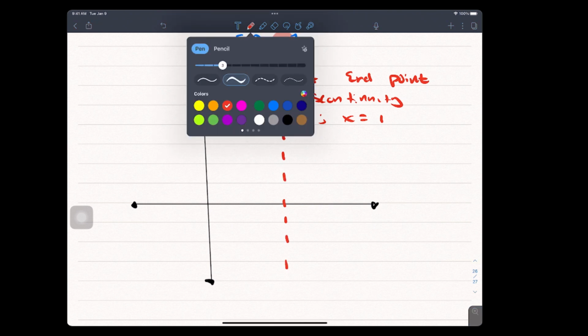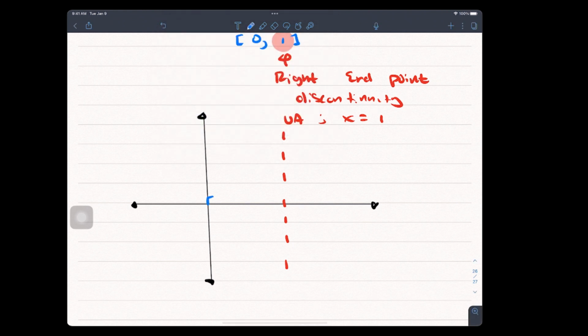I don't really know how this curve looks, but I don't have to. But here's the idea. Maybe it looks something like this. I have no idea. All I know is around 1, I have a vertical asymptote. We have a discontinuity. Okay?